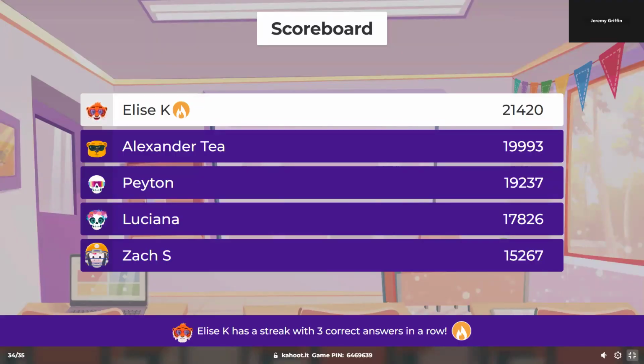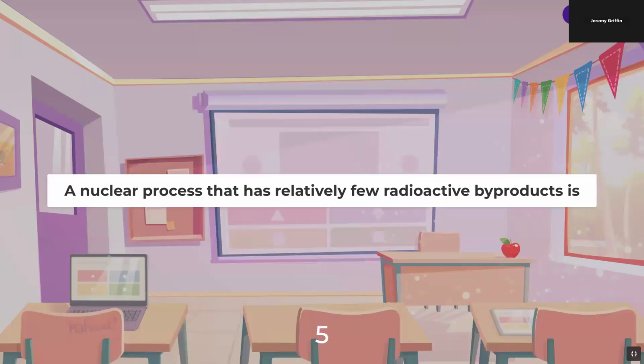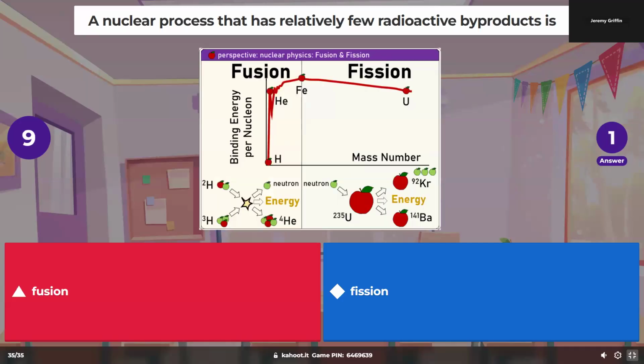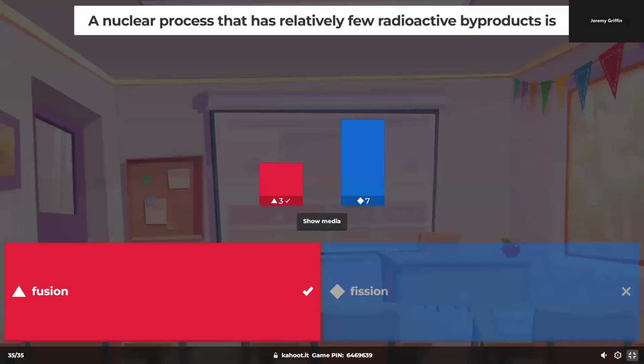Got Zach, Luciana, Peyton, Alexander, Elise. Oh, I think this is for the win. Are you guys ready for the win? For the win! For the win! A nuclear process that has relatively few radioactive byproducts. We're going fusion. Fusion. Okay.